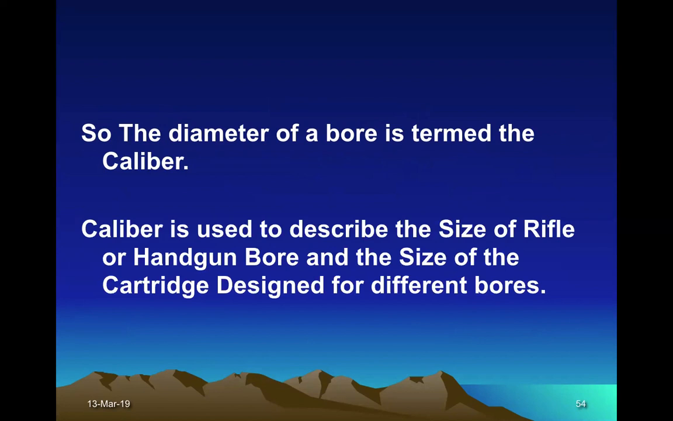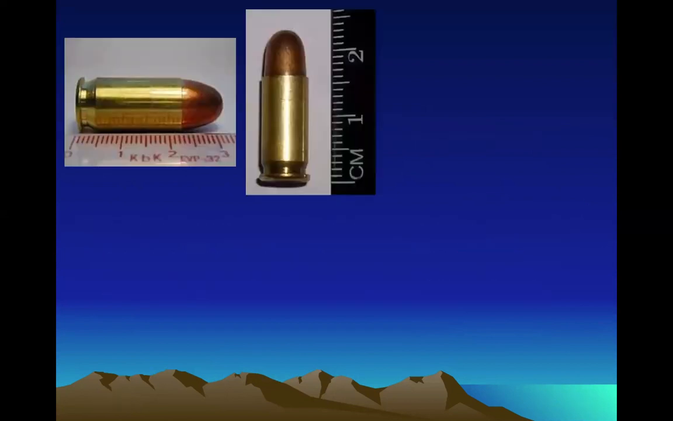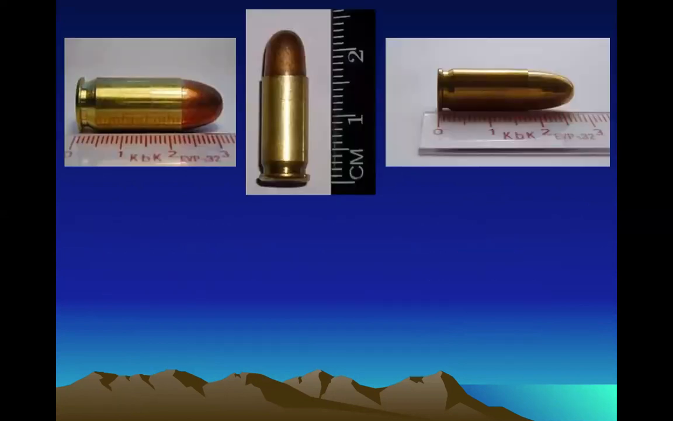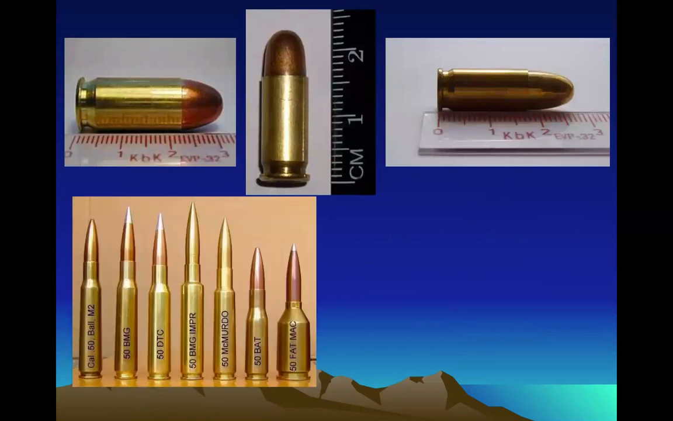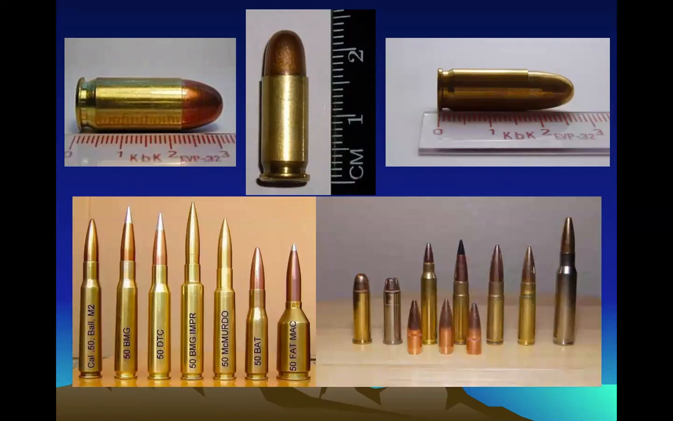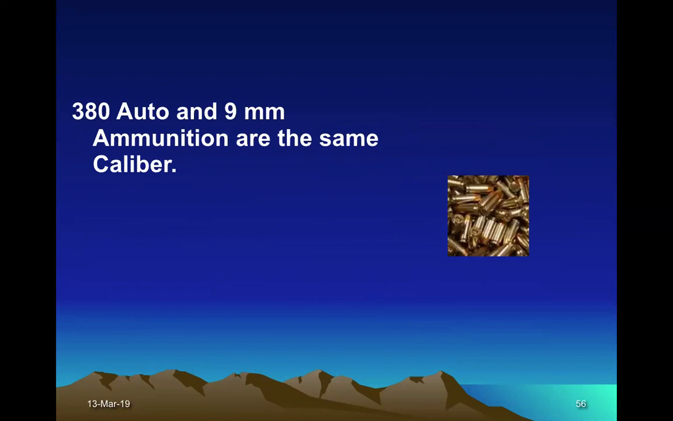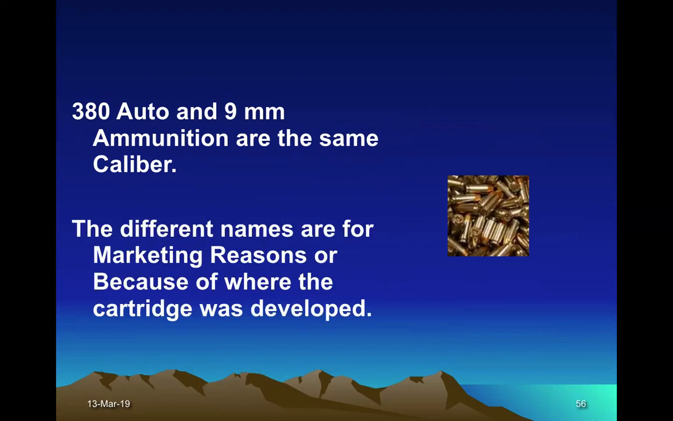And caliber is used to describe the size of the rifle or the handgun bores and the size of the cartridge designed for different bores. These are pictures of various ammunitions, bullets used in different bores. .380 auto or 9mm ammunition are the same caliber. The different names are for marketing reasons or because of where the cartridges have been developed.